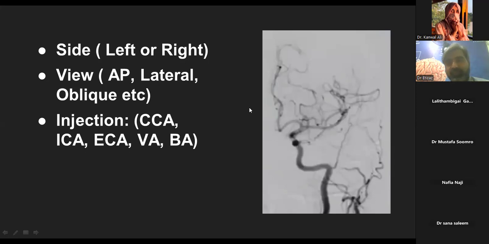We can see the carotid siphons. We can appreciate the carotid siphons. And then we can see the anterior. We are able to appreciate the carotid siphons as well as the ACA and the MCA here.